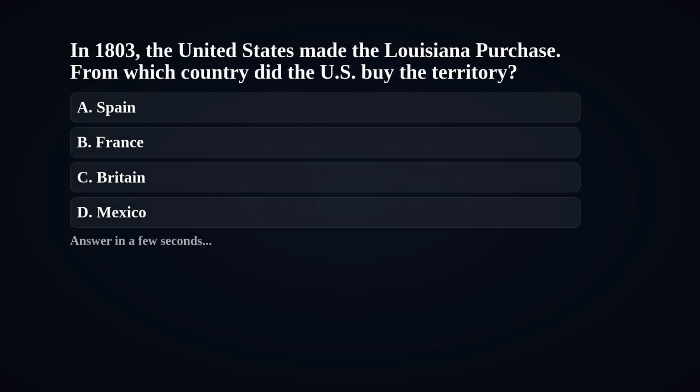Question 5. In 1803, the United States made the Louisiana Purchase. From which country did the U.S. buy the territory? A. Spain. B. France. C. Britain. D. Mexico.